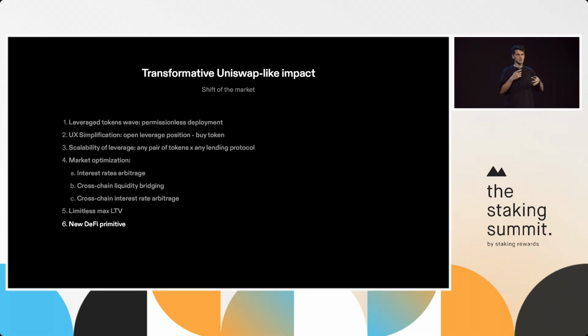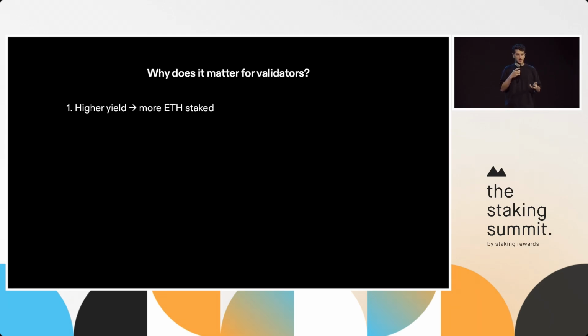We see these leverage tokens as a basic building block that will have a transformative impact on leverage in DeFi and can be reused further in different kinds of refinancers, rebalancers, index products, you name it. The last thing I want to address is why this actually matters for validators. The obvious point is that higher yield will attract more users, which will lead to higher TVL in LSTs and eventually to more ETH being staked.